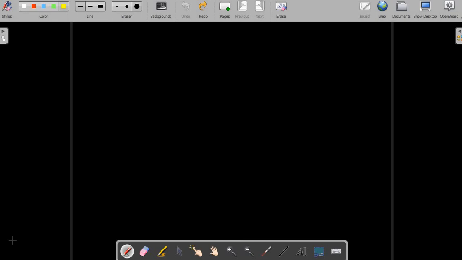Hello students. Today we will see the concept of root locus. Before we begin, let me just give some brief background of the root locus technique.